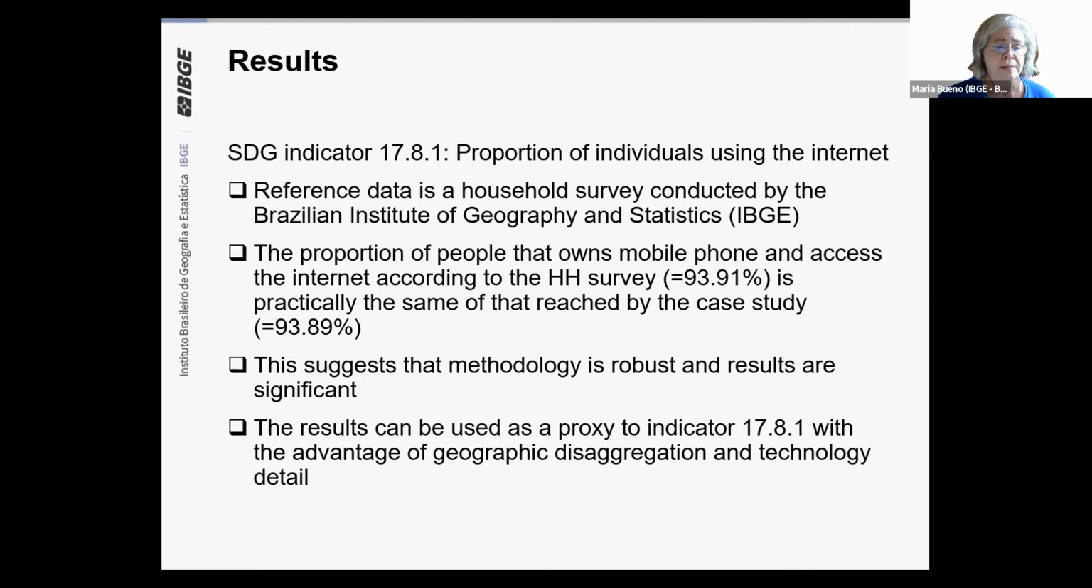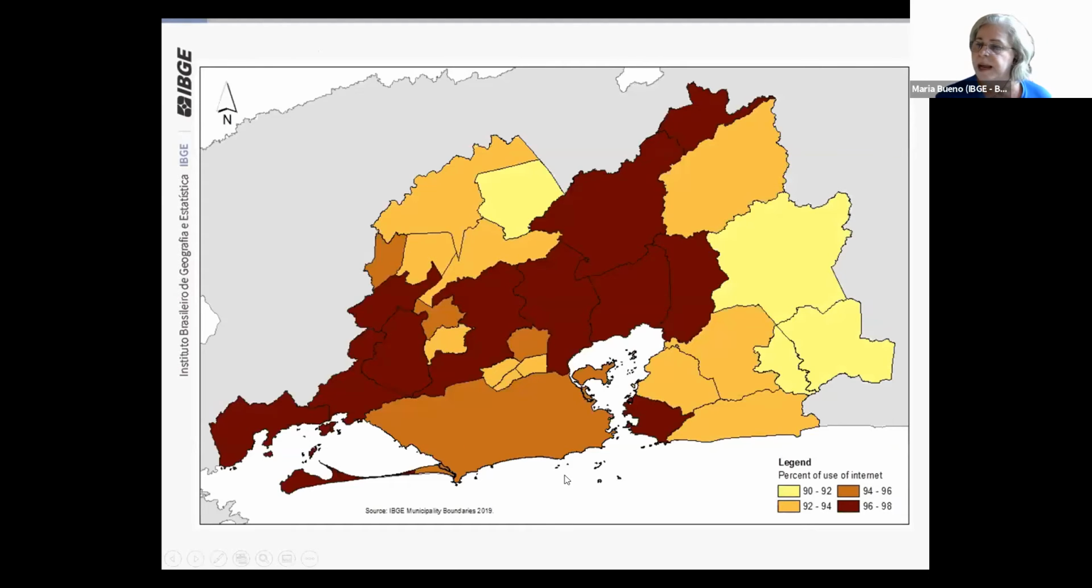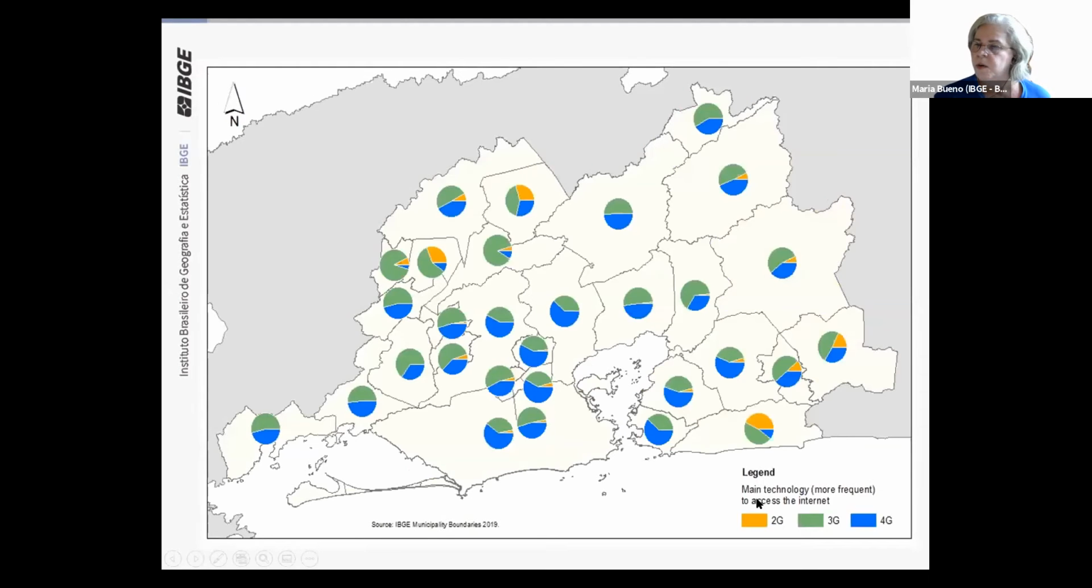And we have some advantages, such as geographic disaggregation, because we can have results per municipality, and we can have more technical detail because the results can be split by technology. Here we can see first a map with the percentage of use of the internet. And here we can see the results split by technology, 2G, 3G, and 4G.